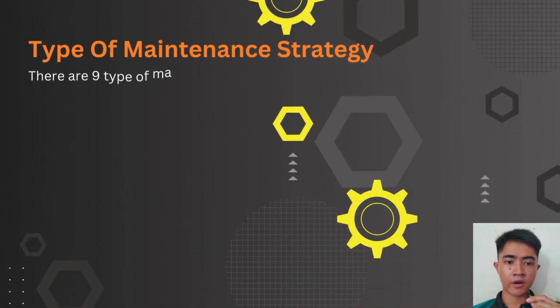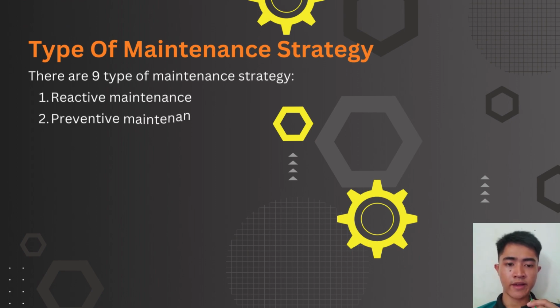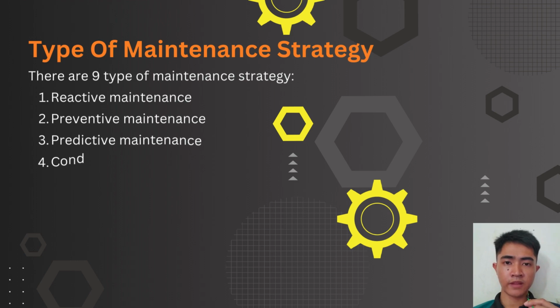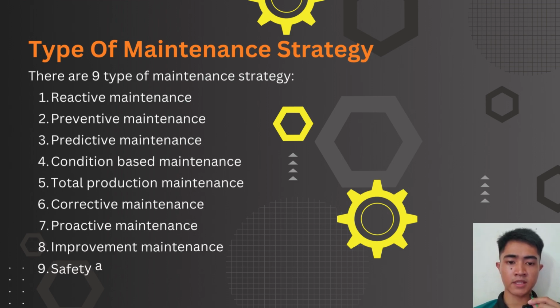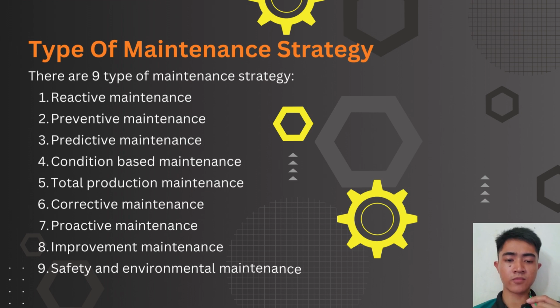There are 9 types of maintenance strategy that we will be presenting, which are reactive maintenance, preventive maintenance, predictive maintenance, condition-based maintenance, total production maintenance, corrective maintenance, proactive maintenance, improvement maintenance, and safety and environmental maintenance.